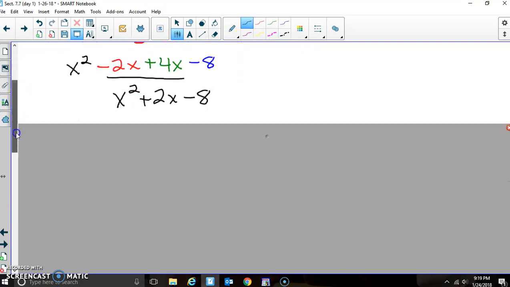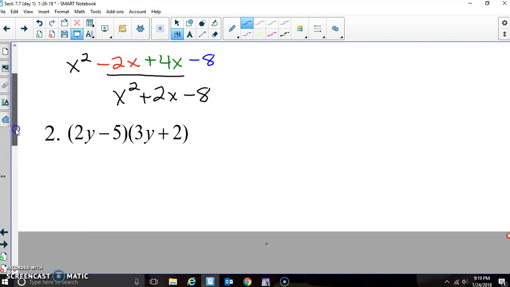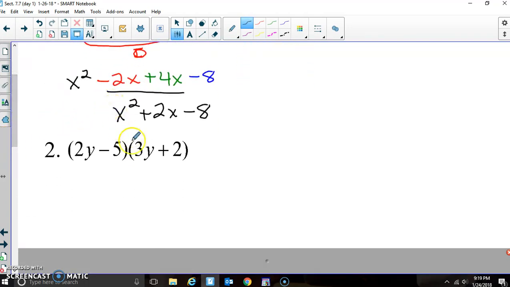Okay, let's take a look at the second one. Now that first one just had an x, it did not have a number in front of it. Now we have 2y minus 5 times 3y plus 2. Okay, take your 2y. The first means you take 2y times 3y. Multiply coefficients, add exponents. That's going to be 6y squared. Take the 2y times positive 2. That's your outer. That is positive 4y.